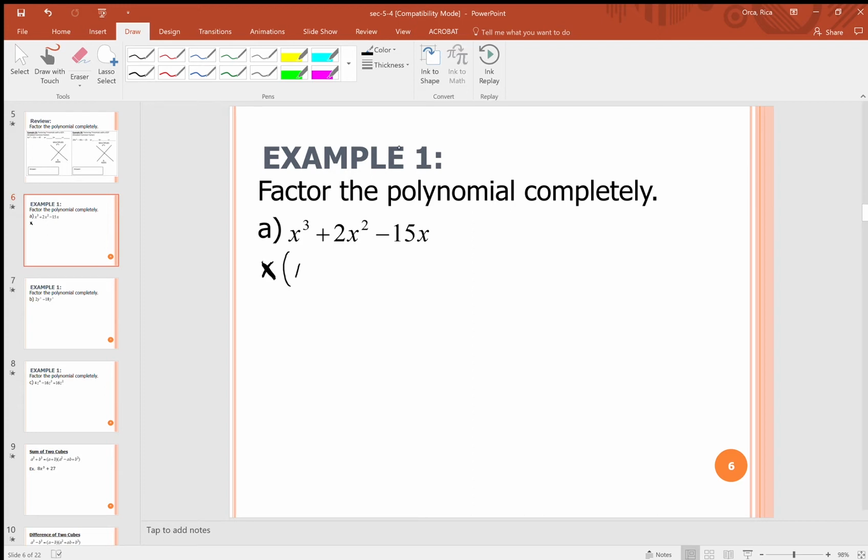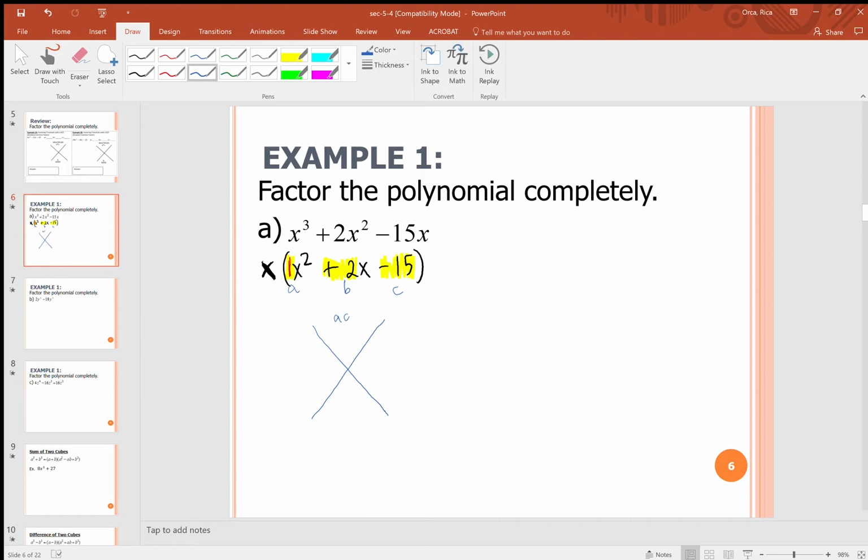So x times x squared is x to the third, x times 2x is 2x squared, and x times negative 15 is negative 15x. Now let's identify a, b, and c. A is 1, b is 2, and c is negative 15. Let's use the x method.